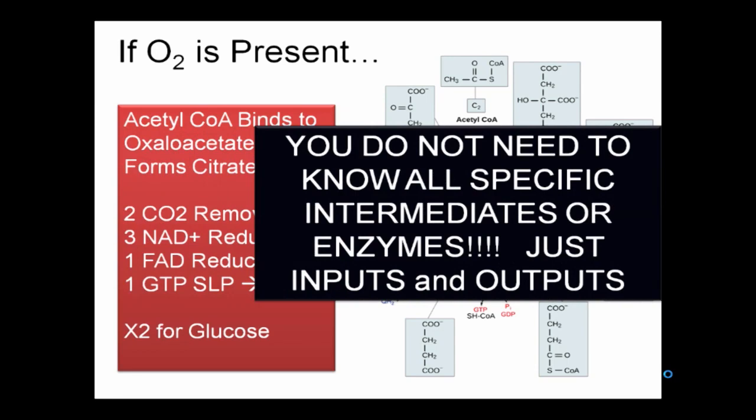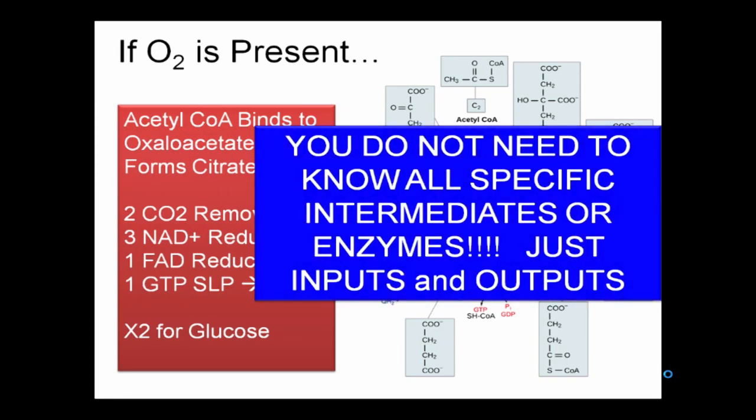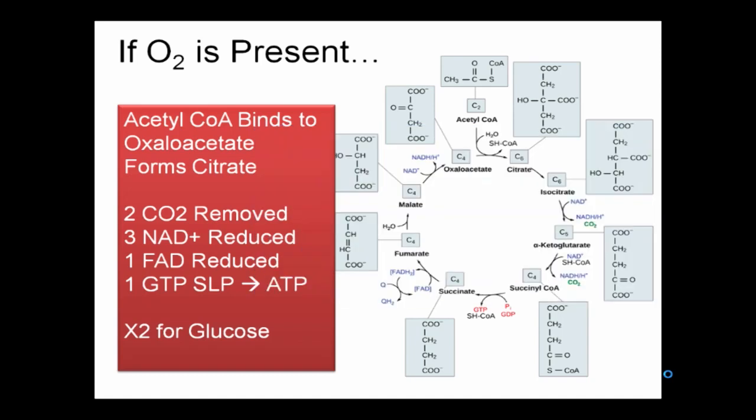Once again, you do not need to know the specific intermediates or their enzymes, just what goes in, what comes out. The rest of the cycle, after we pull off these 2 CO2s, is used to regenerate our starting molecule, oxaloacetate, so we can bind acetyl-CoA to that again, and the whole cycle can continue again. And it just keeps going.